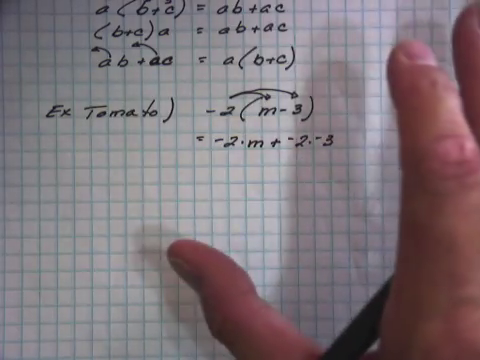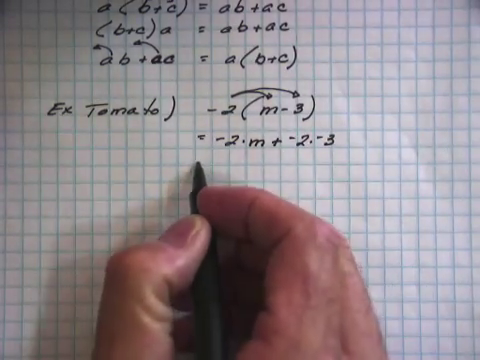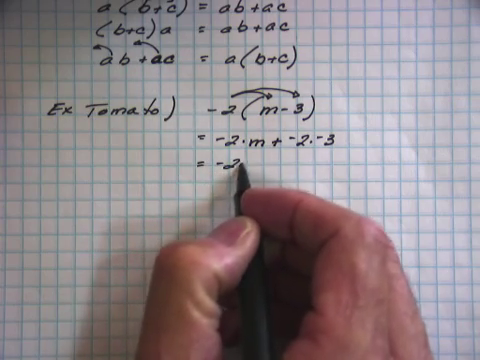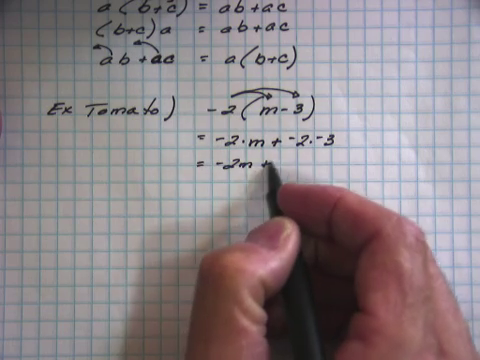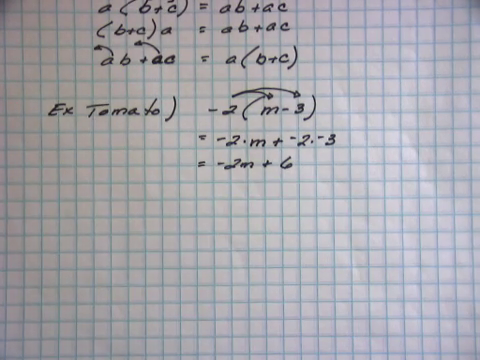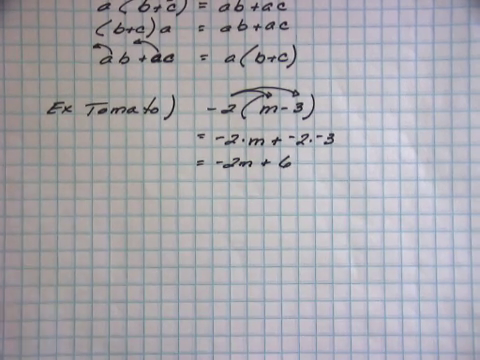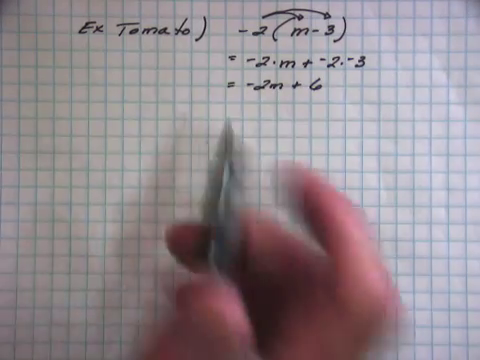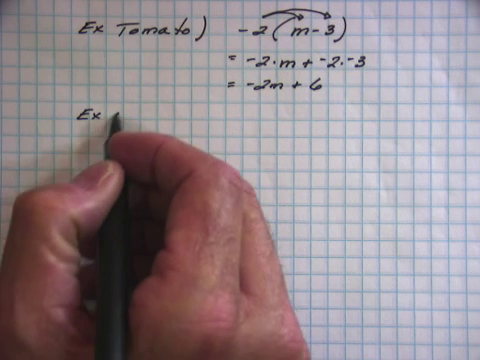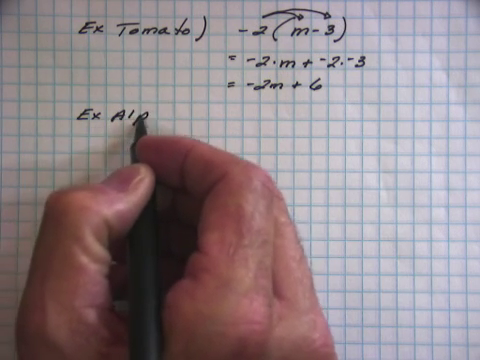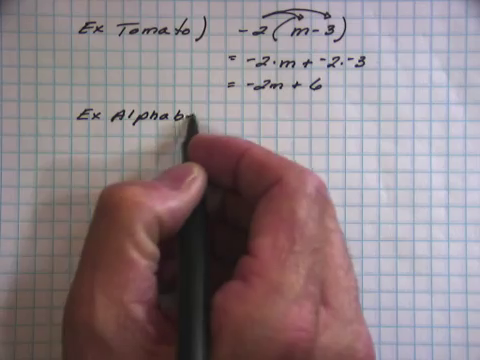I know a lot of you are already thinking a negative times a negative is a positive. That's fine. You deal with those details how you want to. Just make sure you're getting it right every time. So obviously, this becomes -2m. And like I said, a negative times a negative is a positive, so you've got plus 6. So very simple example of a distributive property. But I've got another one just because.